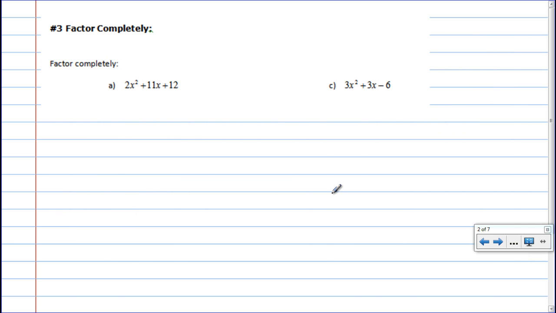So now it's on to factoring completely, and we struggled with this on our last quiz, so it's good that you're going to see these again. Step number 1, look for a greatest common factor. If there is a GCF, you need to factor out the GCF first, then factor. If there's not, you can just factor away.